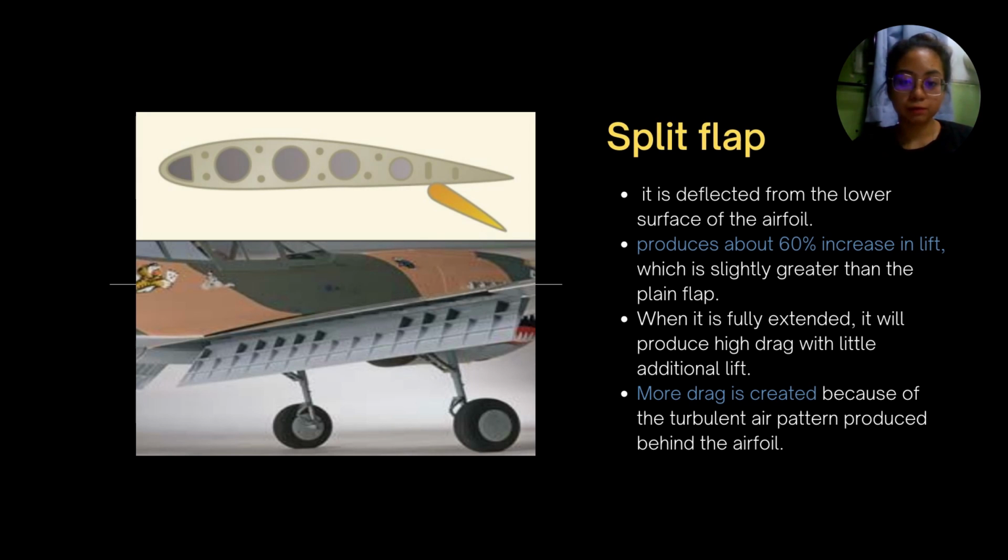The second type of the trailing edge flap is the split flap. The split flap is deflected from the lower surface of the airfoil, which produces about 60% increase in lift, which is slightly greater than the plain flap. When it is fully extended, it will produce high drag with little additional lift. More drag is created with split flap because of the turbulent air pattern produced behind the airfoil.